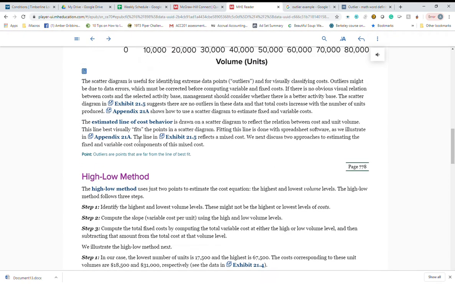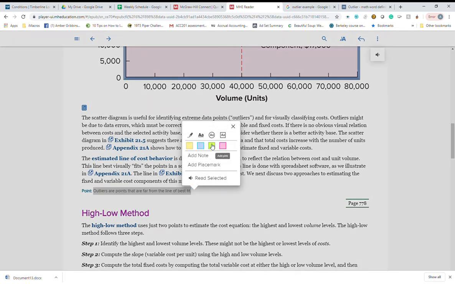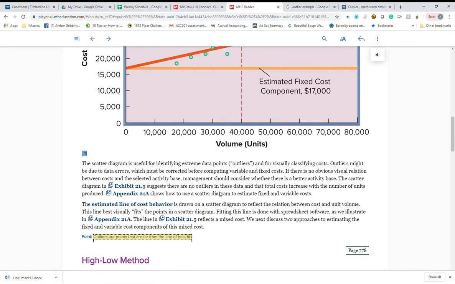So it's important, again, with an outlier, this is right here, way beyond the point, in the outside points here. This is very important when you're looking at a scatter graph. Now, what would an outlier look like?